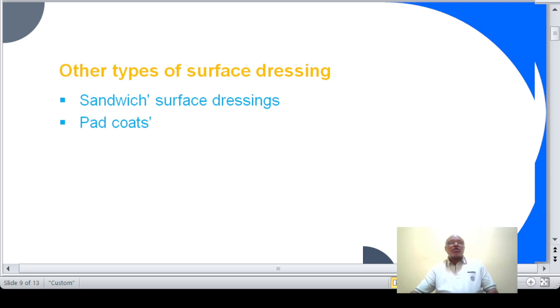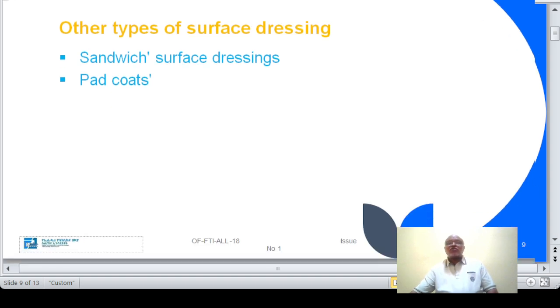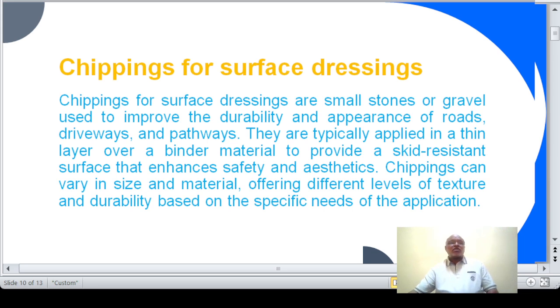Let's see chippings for the surface dressing. The selection of chipping size is based on the volume of commercial vehicles having an unloaded weight of more than 1.5 tons and the hardness of the existing pavement. Ideally, chippings used for surface dressing should be single-sized, cubic in shape, clean and free from dust, strong, durable and not susceptible to polishing under the action of traffic.